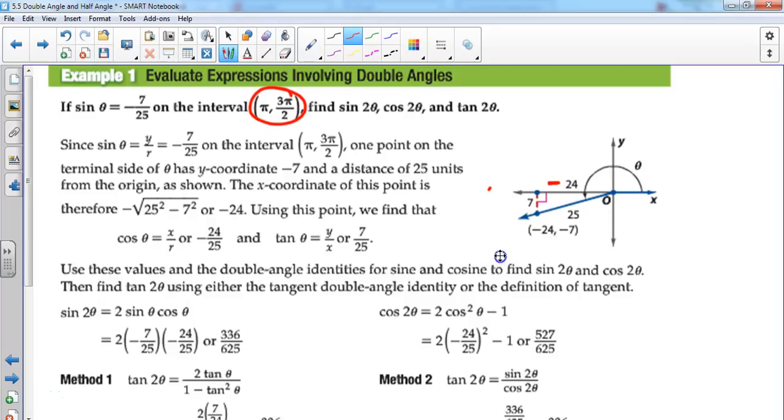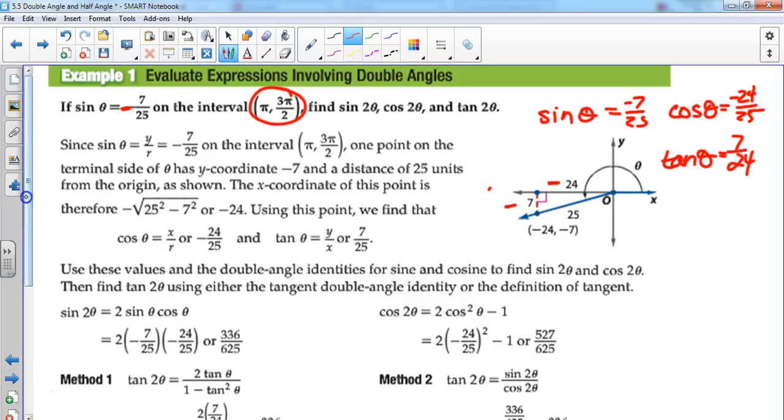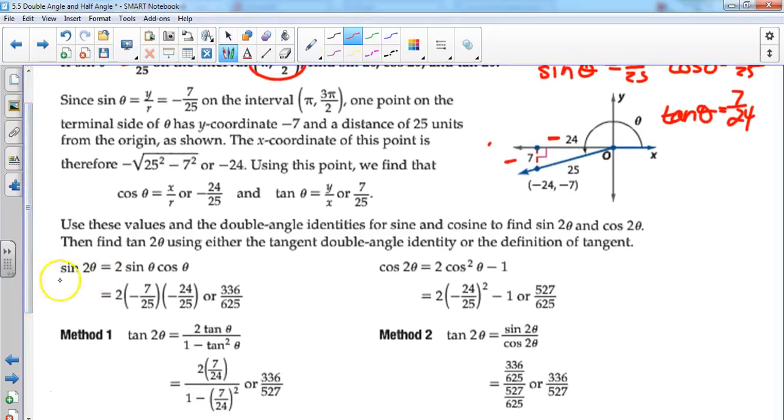Okay? So we're at a point right now where we know the sine of this angle is what? They actually told us that one to start with, right? It was negative 7/25. There's a negative there. All right. The cosine of this angle is what? Negative 24/25. And the tangent of this angle, if we wanted to go there, is 7/24. Okay. Then what they did to find the sine of twice that.